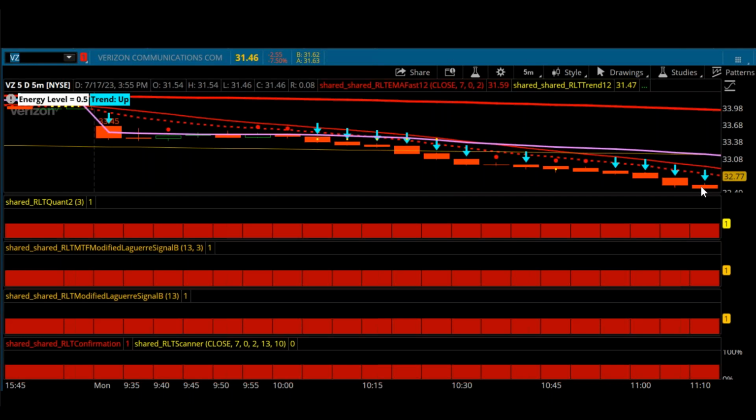Verizon isn't something that moves an awful lot, but the options are very tightly spread and very inexpensive. I think we got in for like 45 cents for the put, and I think we got out for 65 cents on the put. Well, that's 20 cents on 40, almost a 50% gain. I think we made like 44% on it. So that was a pretty nice gain, a nice little drop right there.